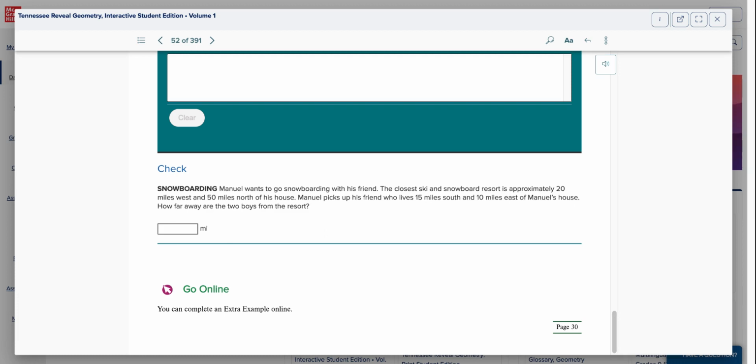All right, so I'm going to put my big old root. I'm going to do y2, which is negative 15, minus y1, which is 50, close parenthesis and square, plus 10, which is my x2, minus negative 20, which is my x1, close parenthesis and squared.